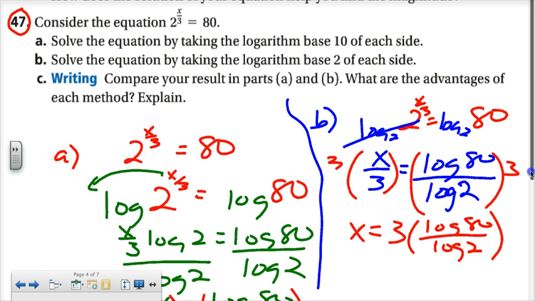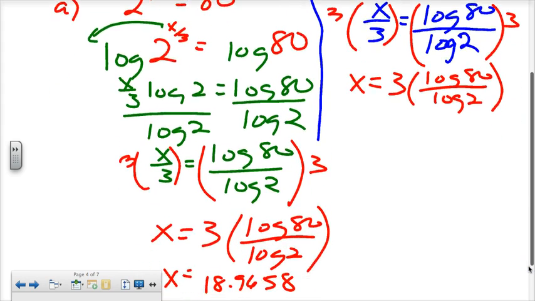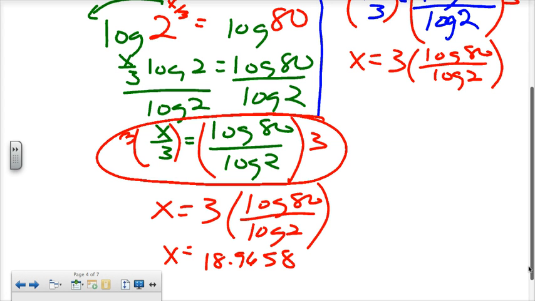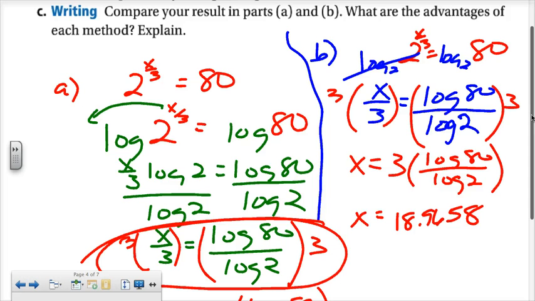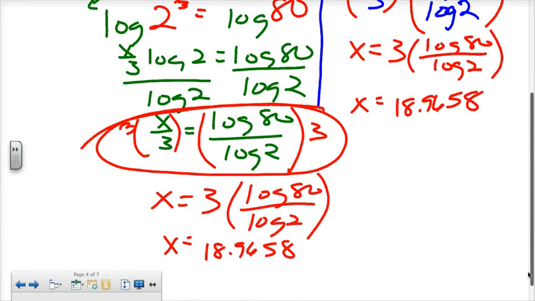And if you are feeling like you've got a little bit of deja vu going on right now, you would notice, hey, that's exactly what we had when we did it with base 10 over here. And that is 18.9658. Part C says, compare your result in Part A and Part B. What are the advantages of each method and explain? All right. So, for Part C, both methods work.